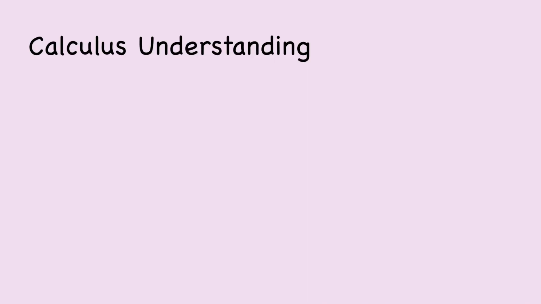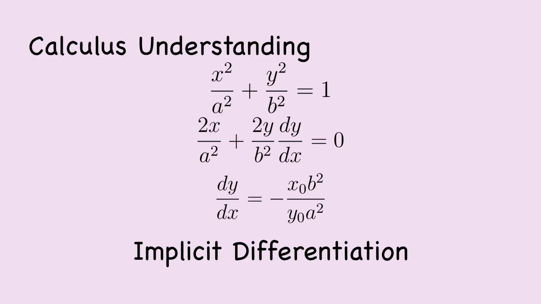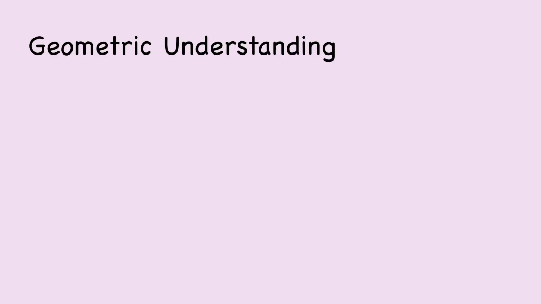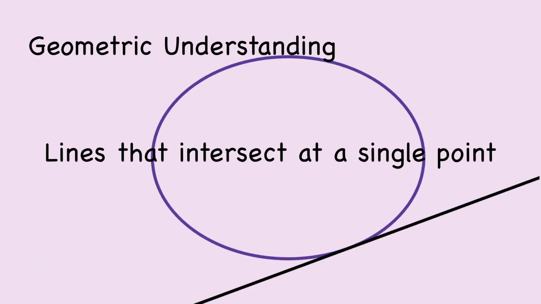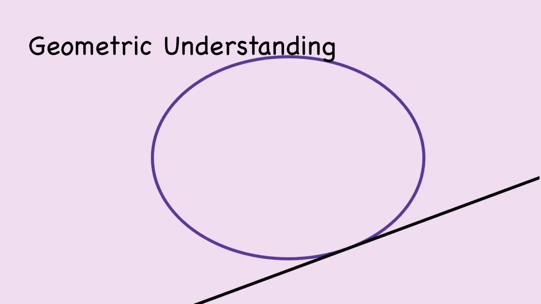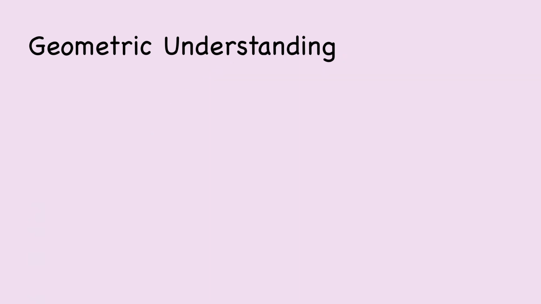Let's take a look at ellipse tangents. There's a calculus understanding of the slope at a point that you can get with implicit differentiation, but that is quite different from the geometric understanding of tangents, lines that intersect the ellipse at a single point. But this geometric definition offers some more interesting properties than just the slope. So let's take a look at the foci and the single point of intersection.